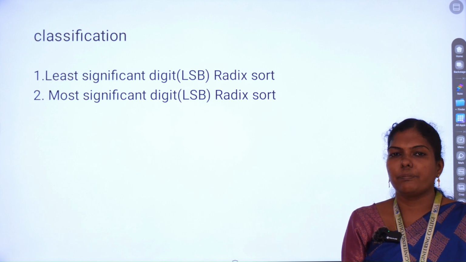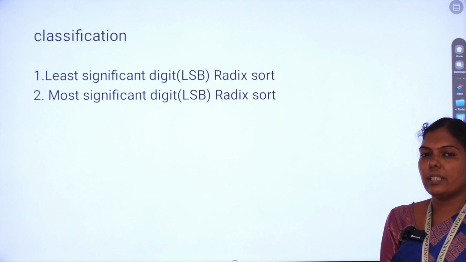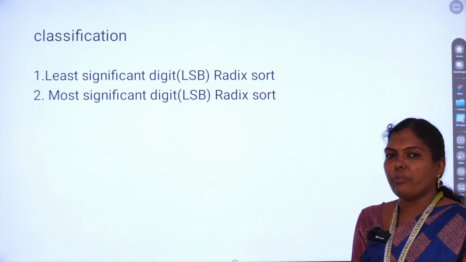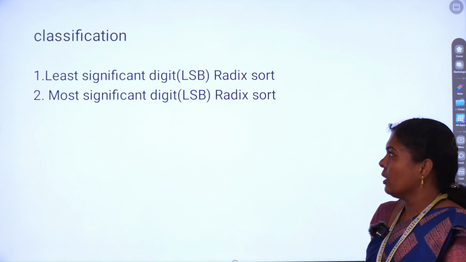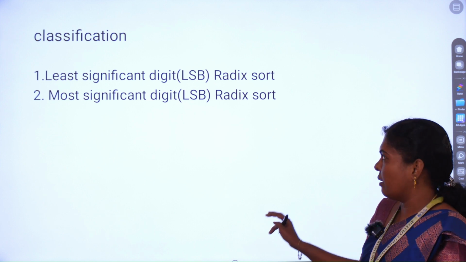Classification of RADIX sort. There are two types of RADIX sort. The first one is the least significant digit RADIX sort. The other one is the most significant digit RADIX sort. Let's start with the least significant digit RADIX sort.